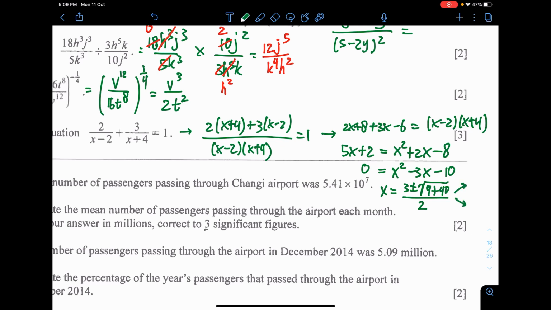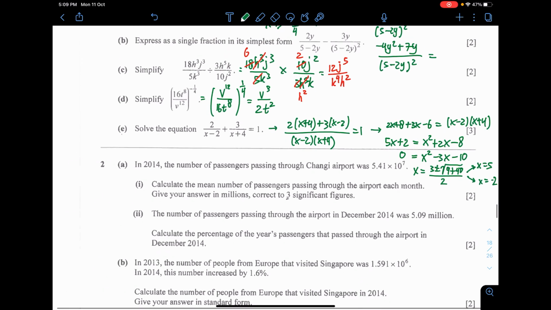If you pick the plus, you're going to get 5. If you take the negative, you're going to get negative 2. Okay, I could do a little bit more detail, but I just skip it because I'm running out of space.